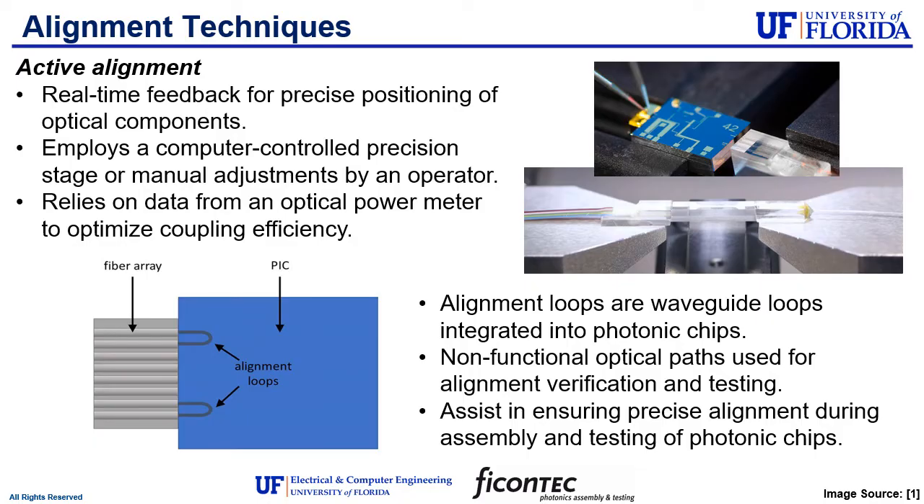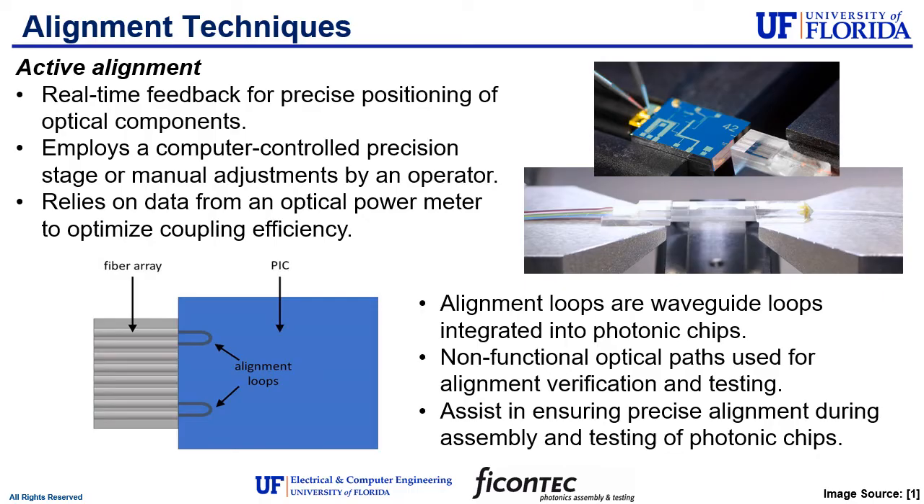One way this is done automatically is by incorporating alignment loops into photonic chips. With alignment loops, the intensity of the optical signal can be measured and monitored as the precise stage makes fine adjustments to improve it. And when the fiber array is correctly oriented, photons will be redirected from one fiber into another through the alignment loop, allowing the quality of the transmitted signal to be verified by measuring the returning signal.